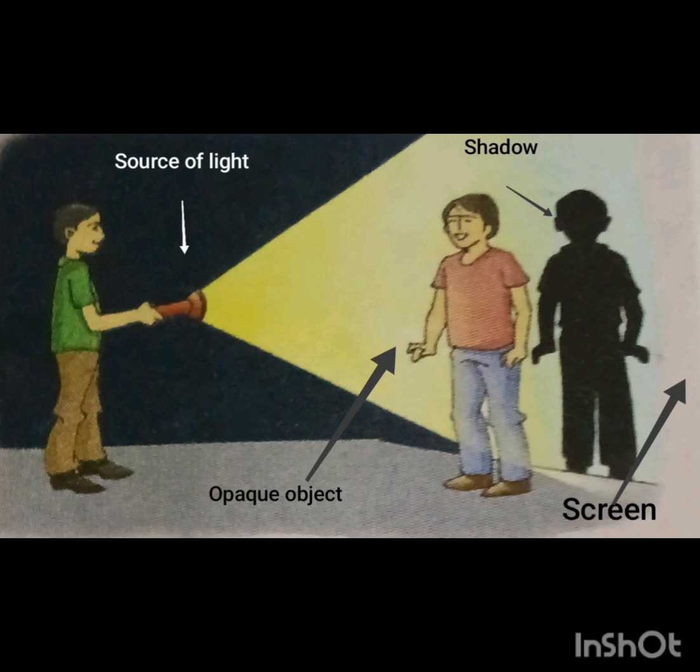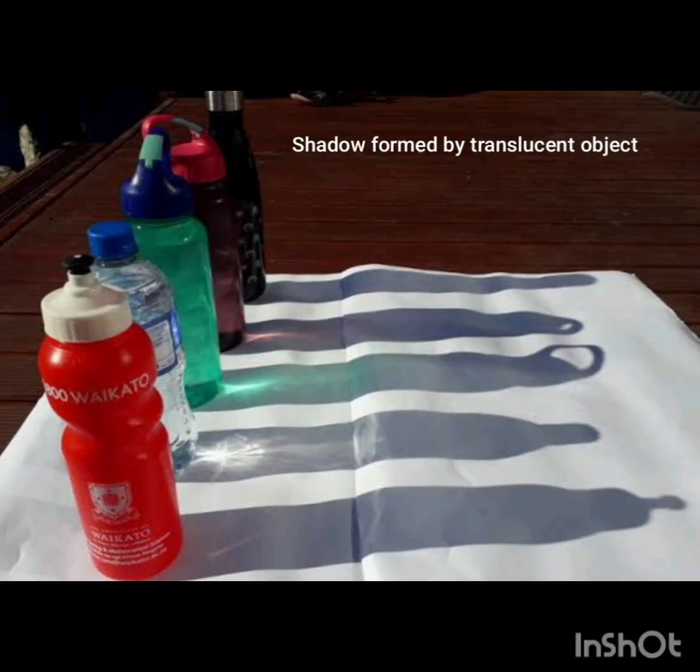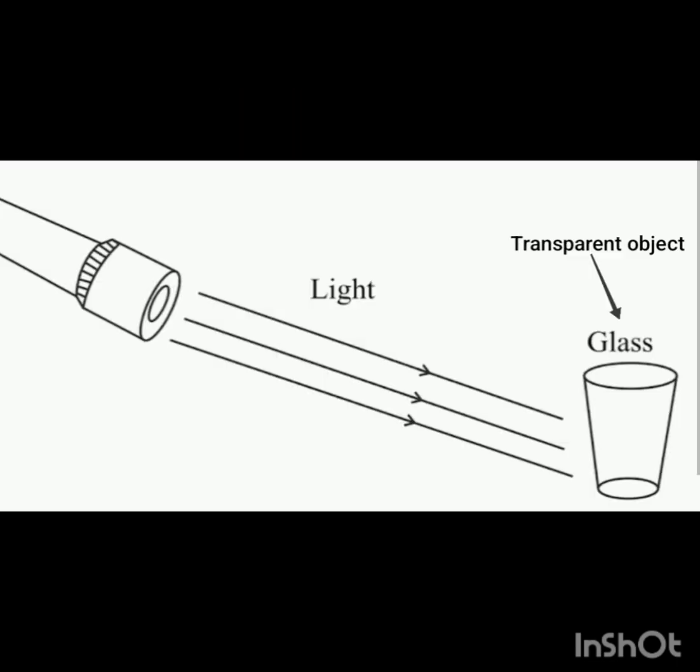Students, opaque objects produce darker shadows and translucent objects produce partially dark shadows. The shadow is not completely dark as some light passes through the object, so the transmitted light can reduce the intensity of the shadow. A transparent object cannot form a shadow as it cannot block the path of light.